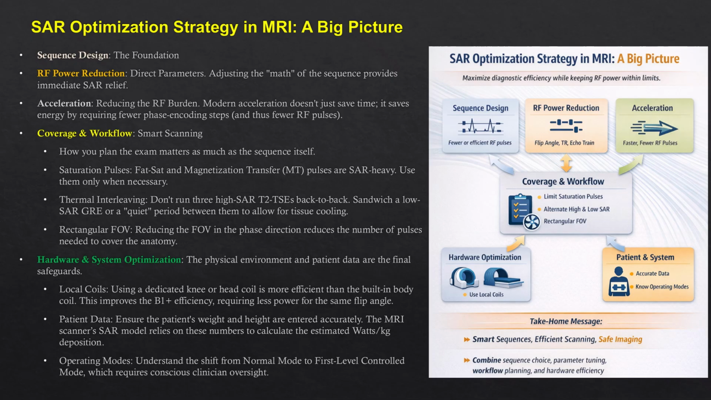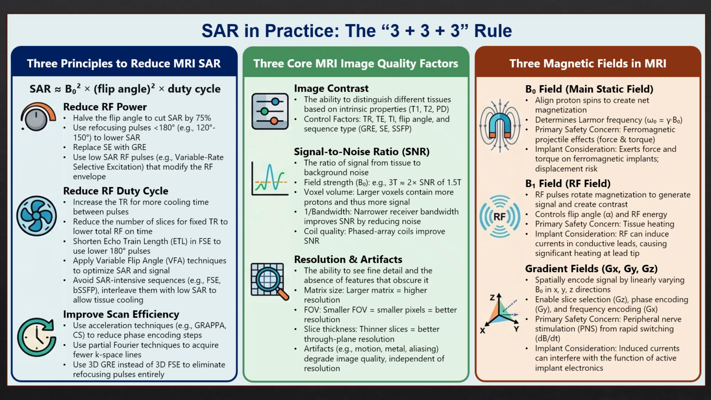Optimization also depends on the physical setup and system inputs. Using dedicated local coils such as head or knee coils improves RF transmission efficiency. Accurate patient data entry is also essential, and understanding the scanner's operating modes is critical for maintaining safety while optimizing performance. In this section, I summarize the 3+3+3 rule for SAR and MRI practice. This framework connects SAR reduction, image quality, and MRI physics into a simple clinical guide.